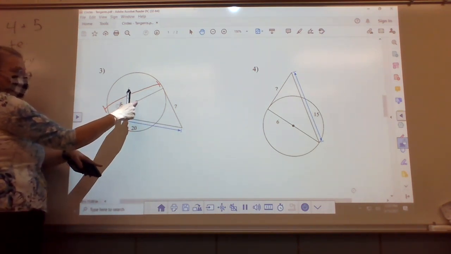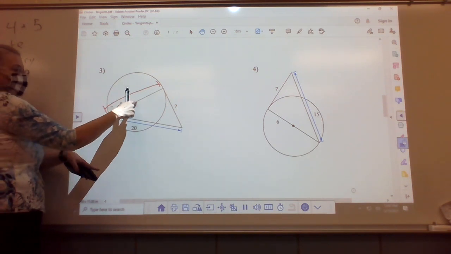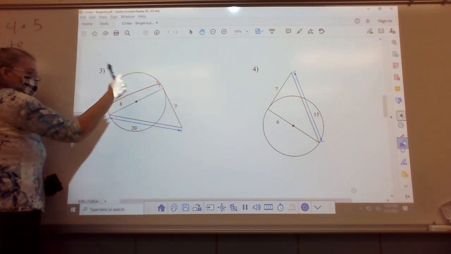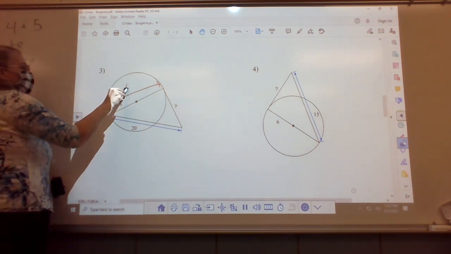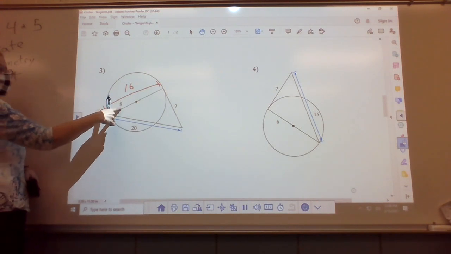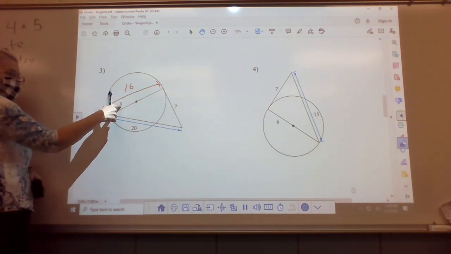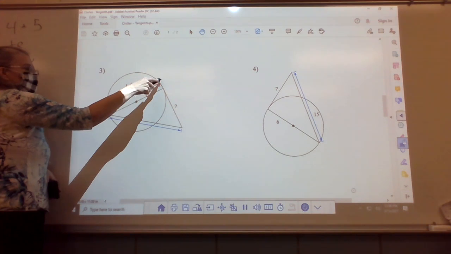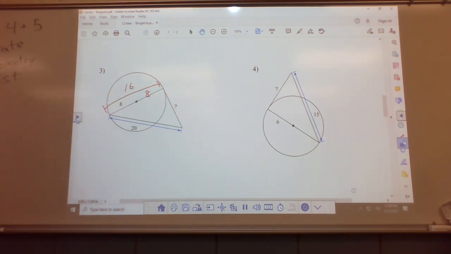Well, this goes to the center. If to the center is 8, all the way across is going to have to be, there you go. Because this is a diameter, and I actually just gave you the radius. So if the radius is 8, the entire diameter is 16. So it actually took a little twist at the beginning. Sometimes the twist is at the end, sometimes the twist is at the beginning.